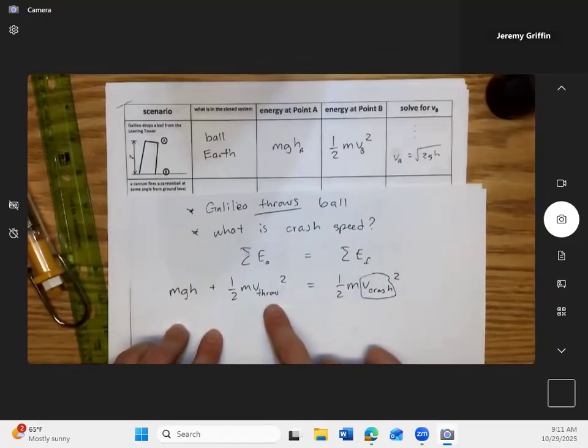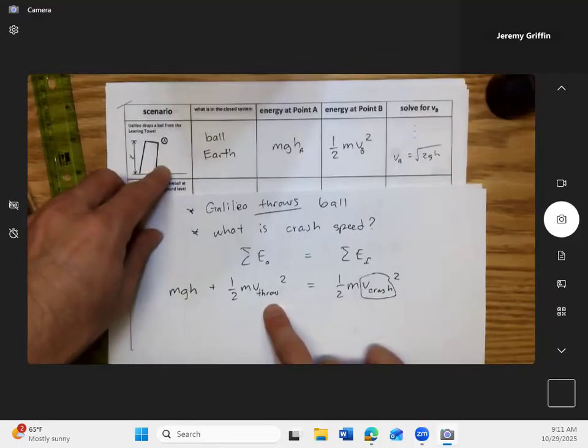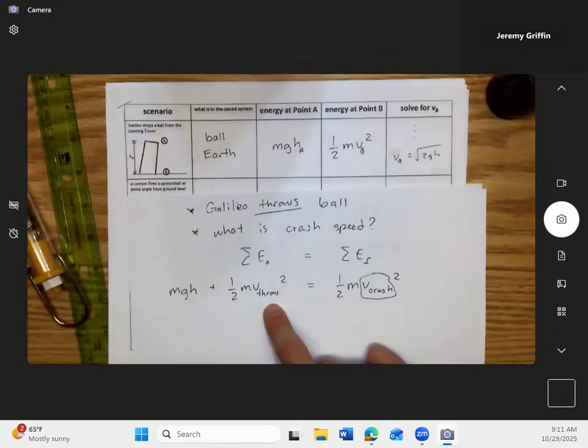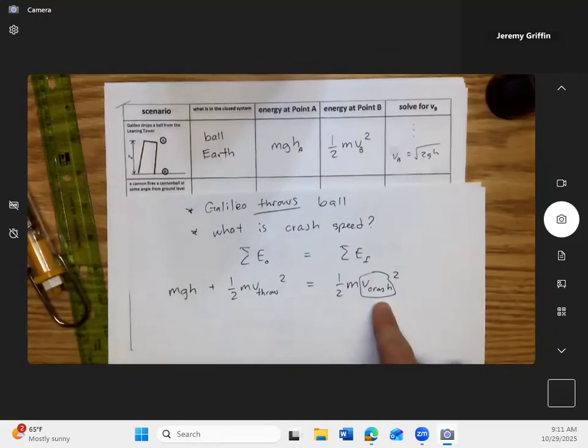wait, does it matter whether he throws the ball up, down, or to the side? No. How many guys think it matters if he throws it down versus up versus to the side versus at like 38 degrees? How many guys think that matters? Turns out it doesn't. Which I can see why you maybe think it would.